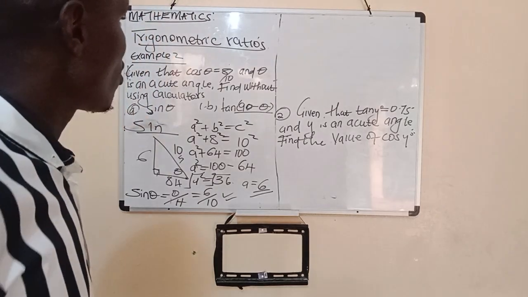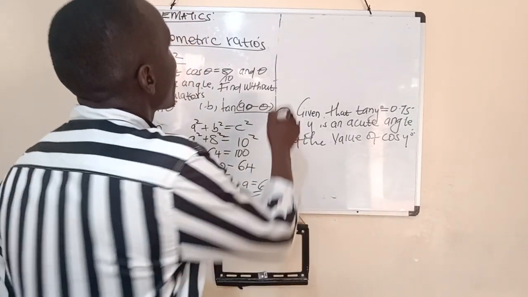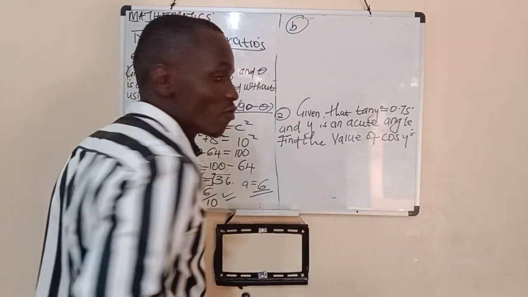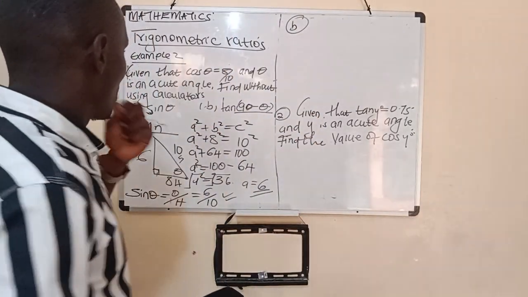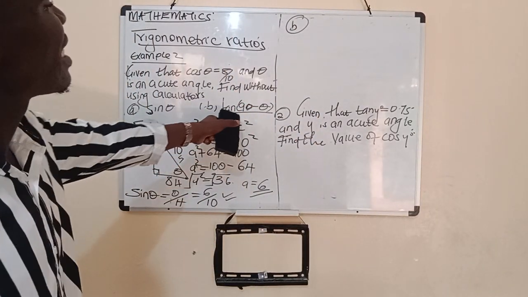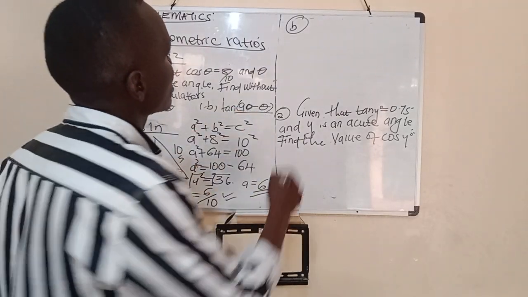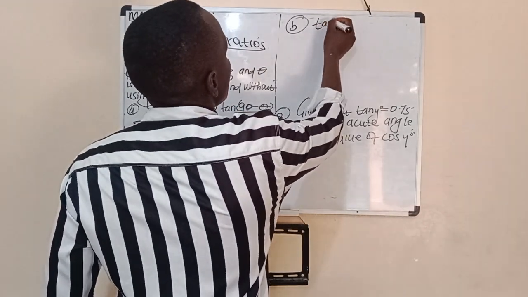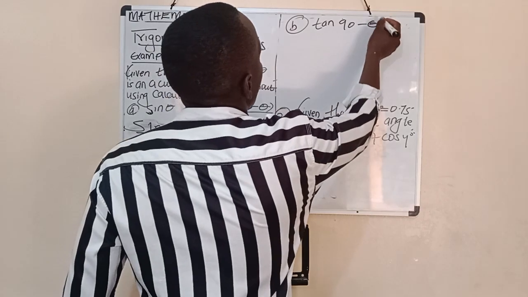Is given by 6 all over 10. Let us solve B. Now, when we are solving B, B is talking about tan (90 minus theta).